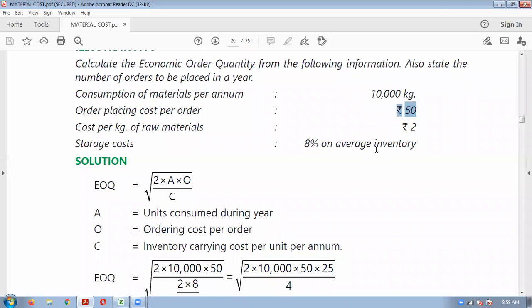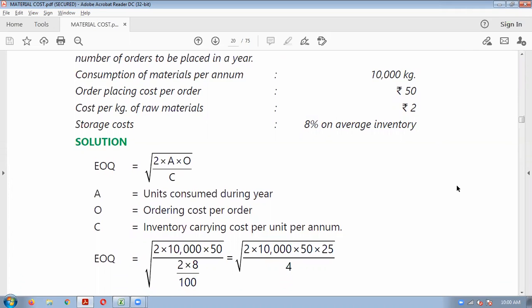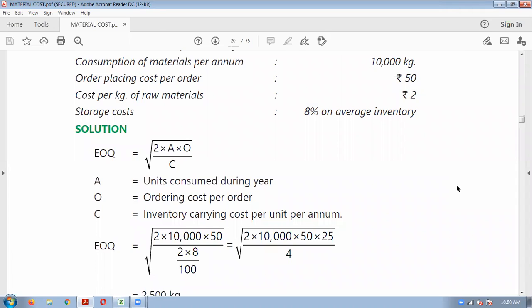Okay. Carrying cost we will have to find out. It is 8% on average inventory. Per unit cost is 2 given in the question. Cost per unit, cost per kg is 2. And storage cost is 8% per annum.